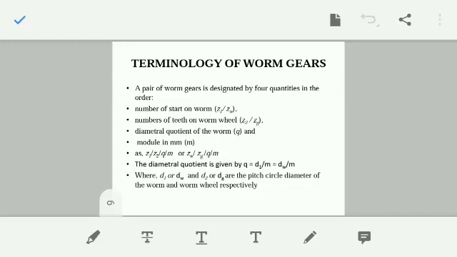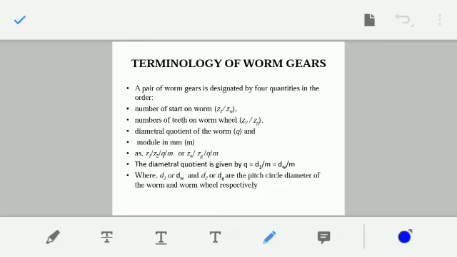The designation for the number of starts on worm is Z1, or ZW. Some authors have written Z1, and some authors have given W for the starts on worm. Number of teeth on worm wheel is designated by Z2 or ZG. Some authors have given 2, some authors have given G. Now this diametral quotient or quotient of worm, Q, is a very important part, and you have not seen it in other gears. This is a new term to you in worm gear drive. And the next part is module, designated by M.